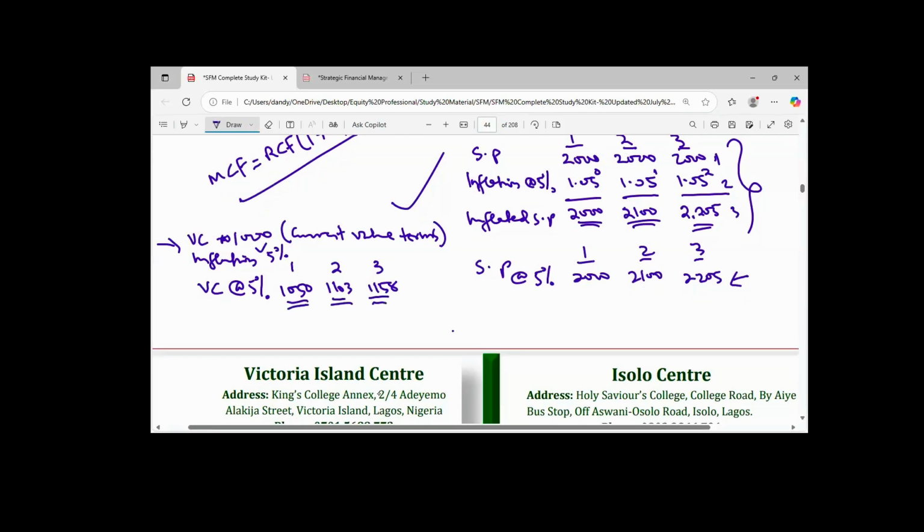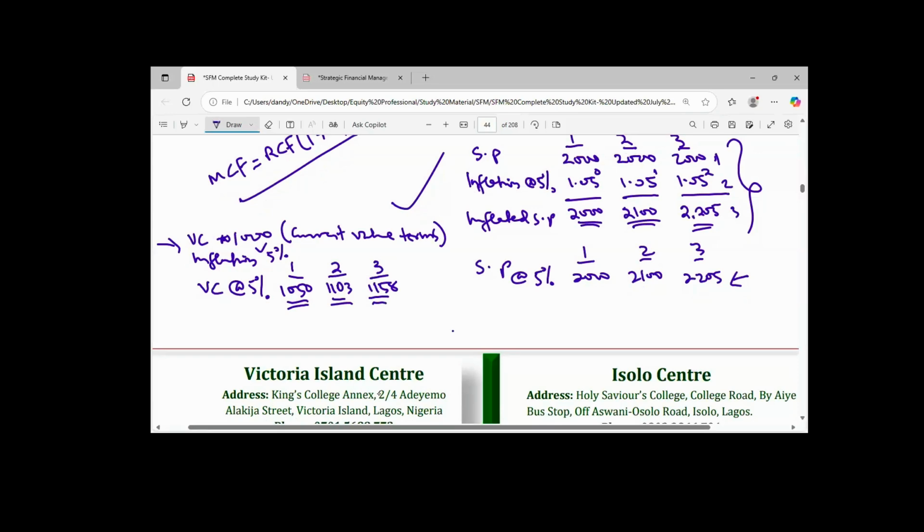So this is what you need to do when you are given a cash flow in current value terms. When you are given cash flow in current value terms, inflation should start from year one. You will notice that 1,000 did not appear anywhere in my calculation. So that is what you need to do for the second rule I just told you.